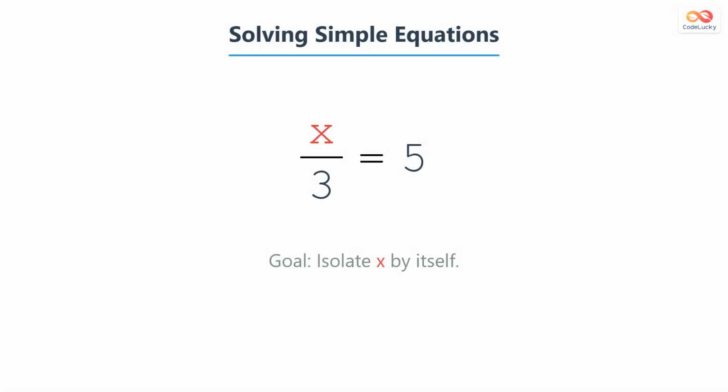Now let's look at a common problem. Here we have x divided by 3 equals 5. Our goal in algebra is always to isolate the variable, which means getting x by itself on one side of the equal sign.